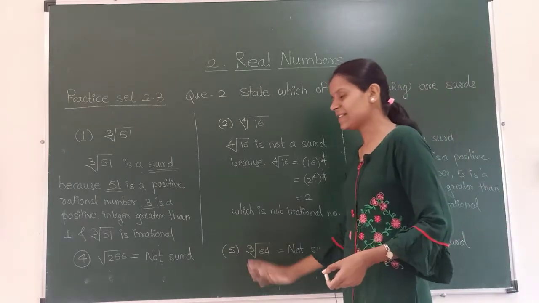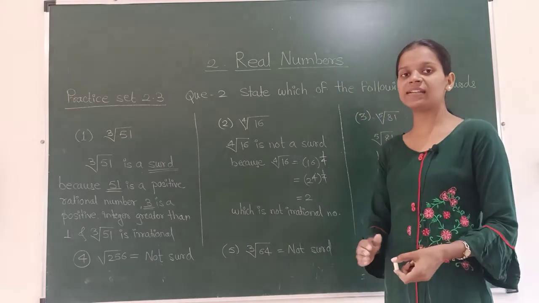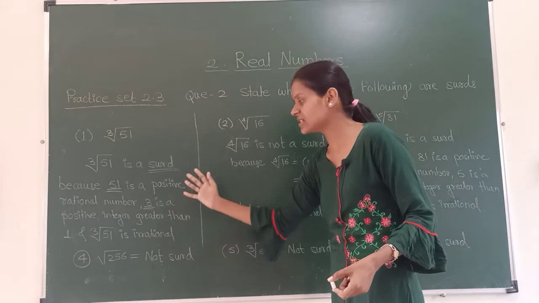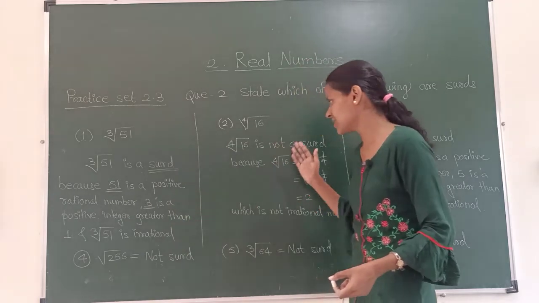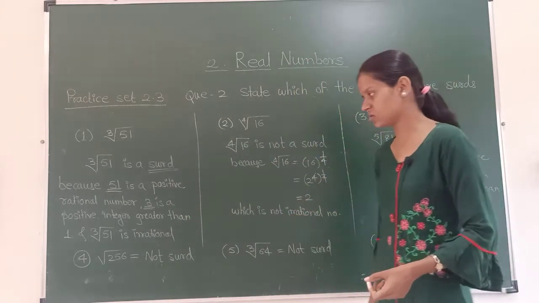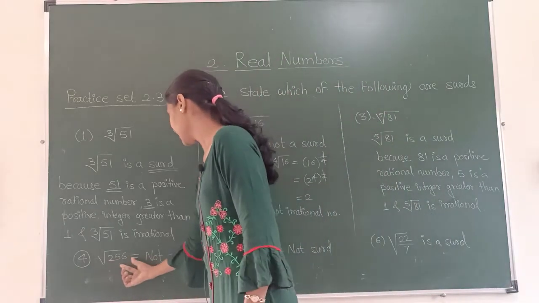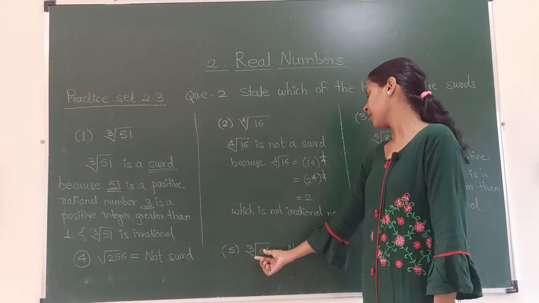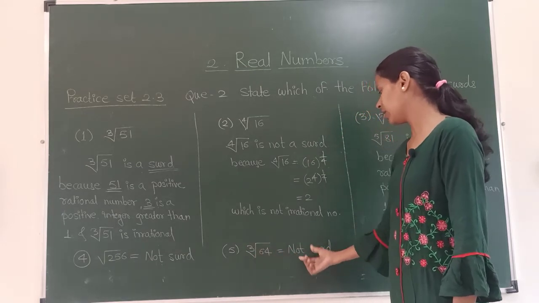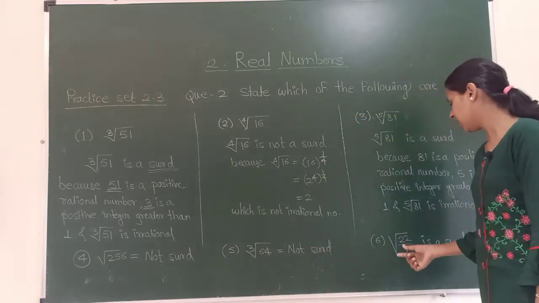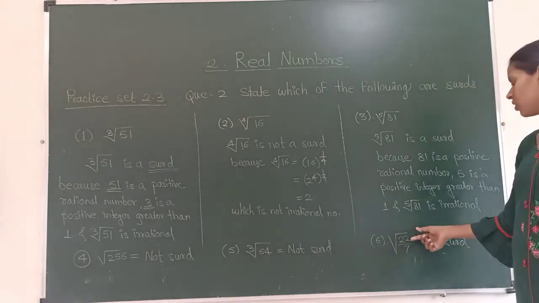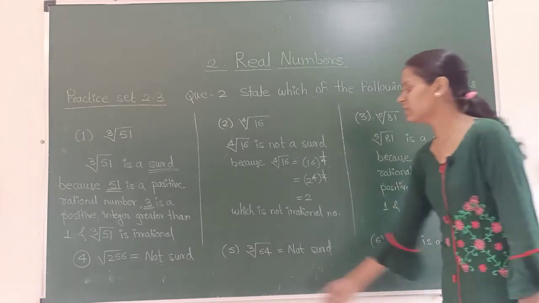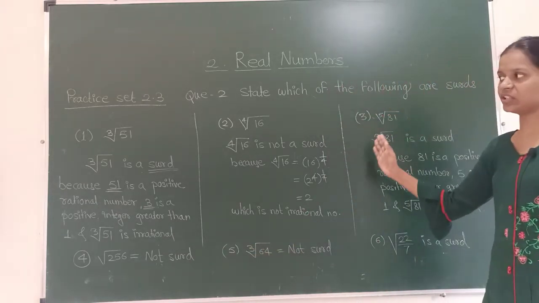Now, the 4th, 5th and 6th examples I have just written, whether each is a surd or not. You have to justify it, you have to write like this. If it is a surd, you will write like this, and if it is not, you will prove it like this too. Under root of 556 is not a surd. The 5th example is 3 under root of 64, it is also not a surd. And the 6th example is under root of 22 upon 7, which is a surd. You have to justify all these 3 like I have written on the board.